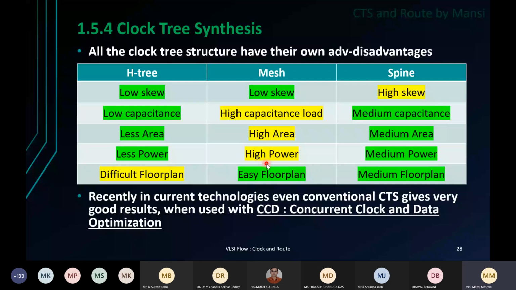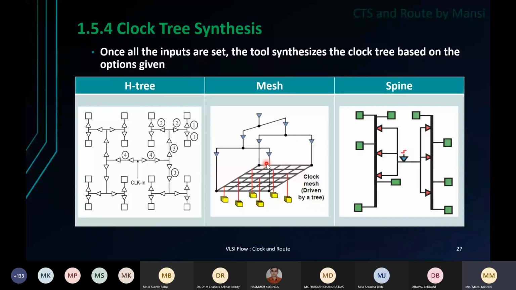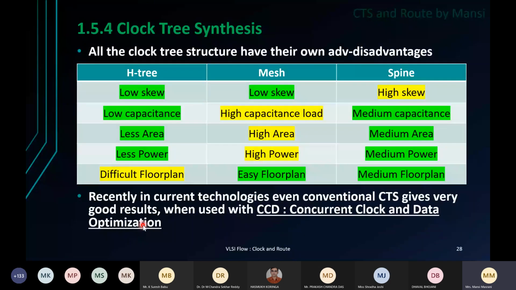Now in recent technologies, there is one observation: even if we don't use any of these structures, even if we do the conventional CTS, it gives us the best results when used with concurrent clock and data optimization, which we are going to talk about.